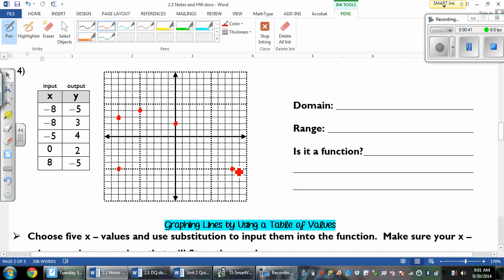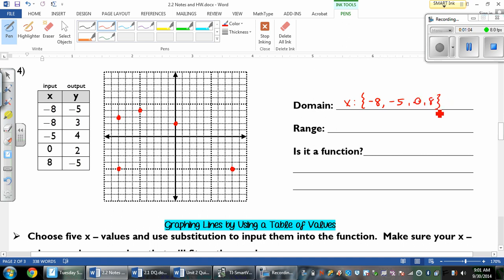Okay, so my domain again is my x values. Start by x, colon, and then a bracket. I'm going to list my x values in increasing order with no repeats. So my smallest number is negative 8, but since negative 8 appears twice, I'm just going to write it once because there's no repeats. Then I go to negative 5, 0, and then 8.